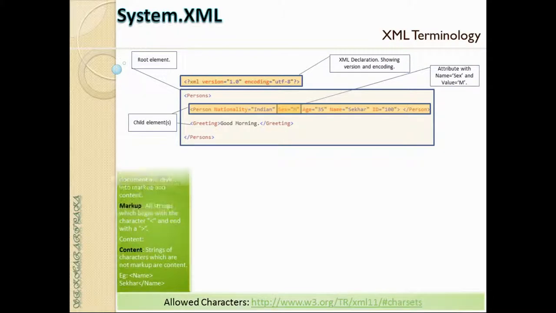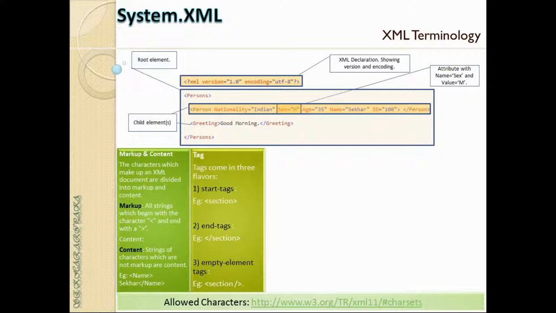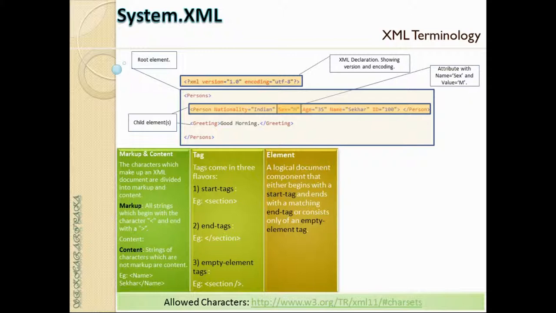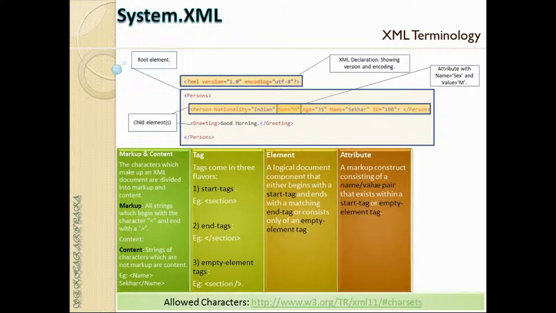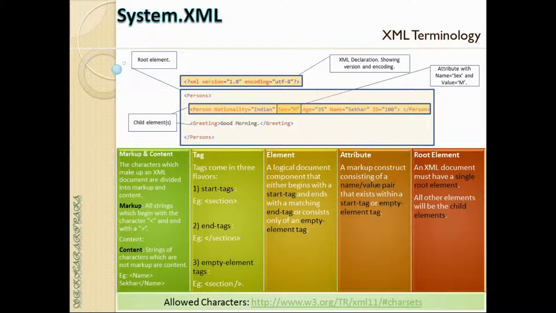And some of the XML terminologies, which include the markup and the content: what a markup is and what the content looks like, all the tags, start tags and end tags, and of course the empty element tags. We walked through what an element is and what a root element is, what the child elements look like, and the attributes of the elements, which are key-value pairs associated with each of the elements. The root element is one of the very key parts of the XML standard specifications. A root element must be there to be a valid XML.